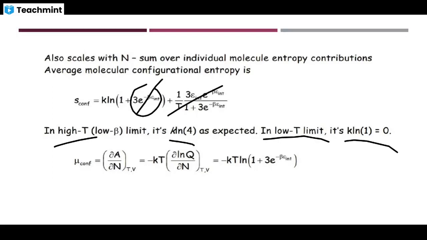So this is the chemical potential, equal to dou A divided by dou N at constant temperature and volume.